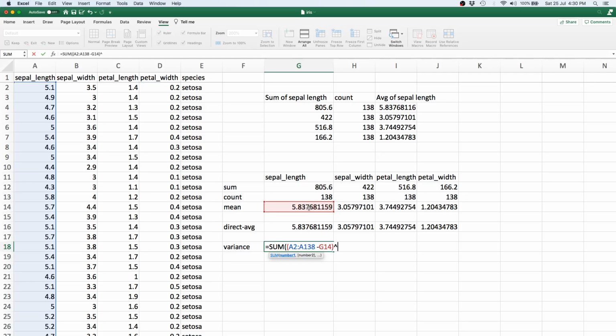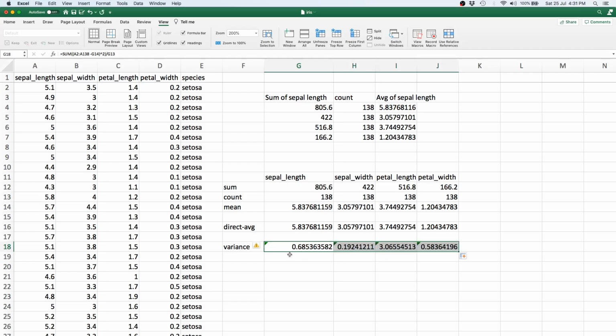So basically that caret symbol means exponentiation. And then I square it to the second power. And then finally I divide it by the count, which is 138. So that gives me the variance of the sepal length column. And again, I can just drag this to include the variances for all the other columns.